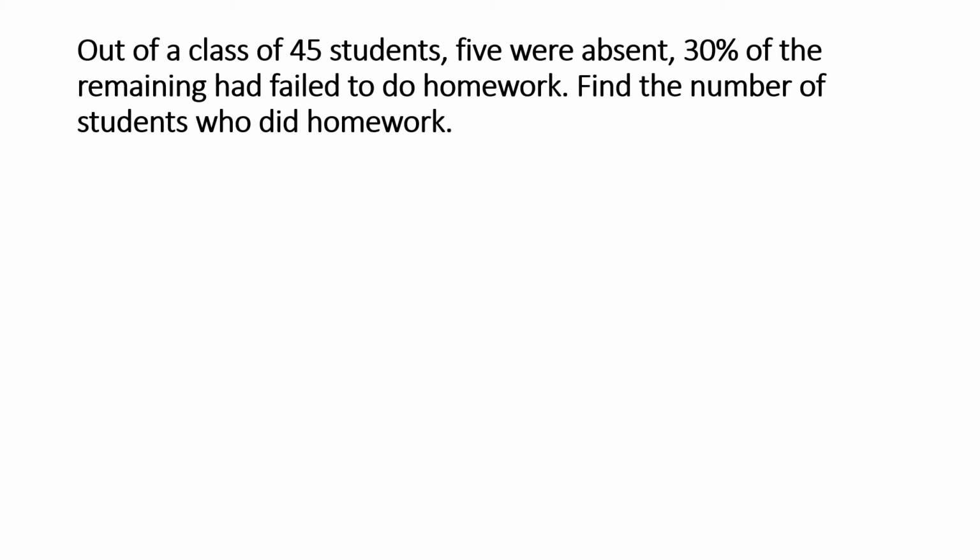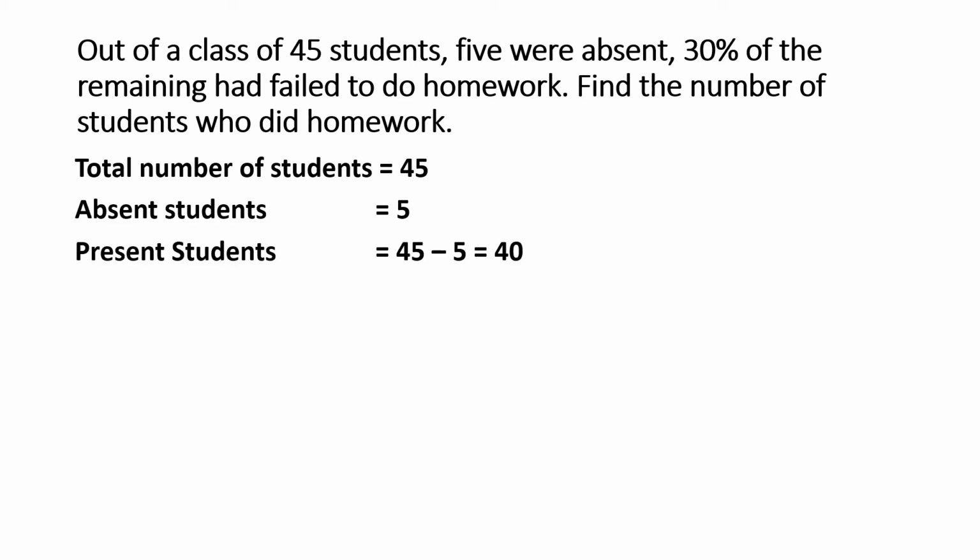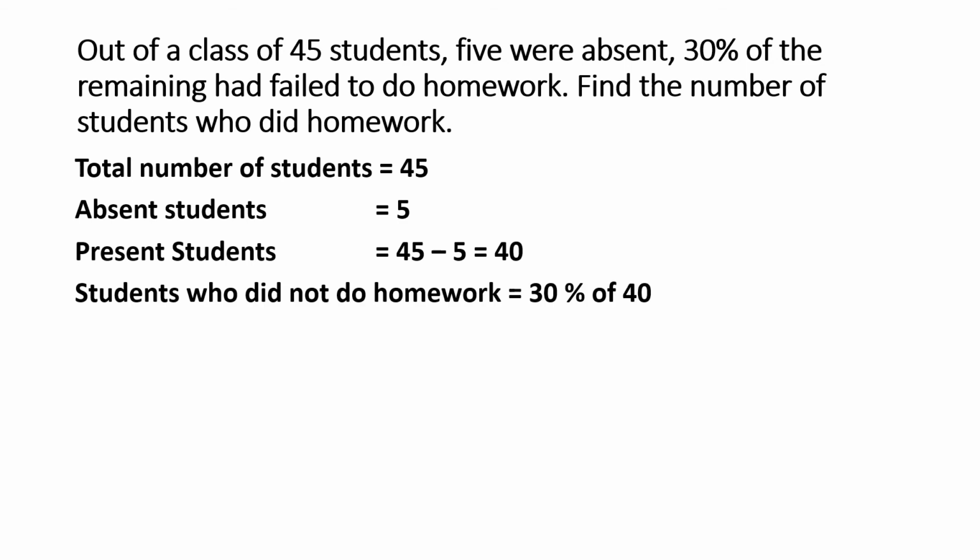The total number of students is 45. We need not assume it. Absent students are 5. So present students are 45 minus 5, that is 40 students present in that class. The students who failed to do homework are 30% of the present students, that are 40, because 5 are absent. So that day 40 students were present, and 30% of 40 did not do their homework. So we can calculate 30% of 40: 30 by 100 into 40, that is 12 students.